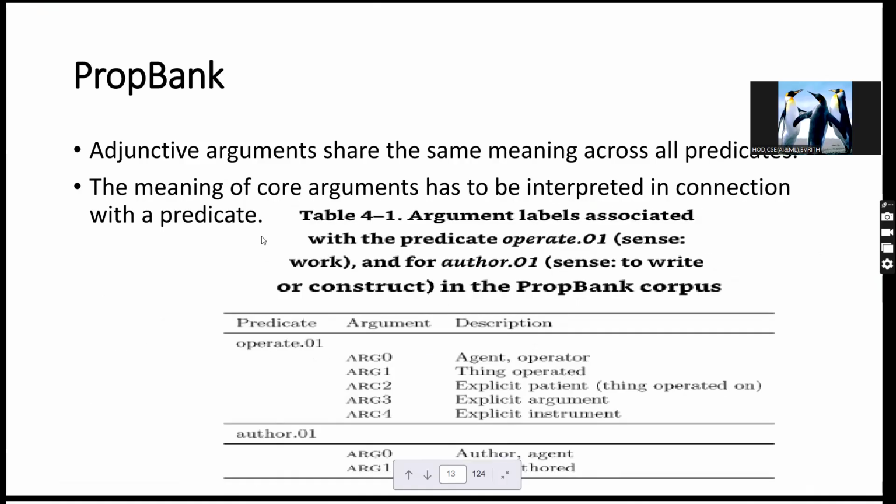Next, after the adjunctive arguments, the core arguments. Core arguments are generally divided as argument 0 to 4. Argument 0 is called agent related, and argument 1 is called the thing operated. Argument 2 is related to the explicit patient, and argument 3 is related to the explicit argument, and like this.